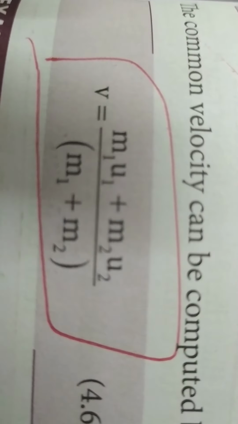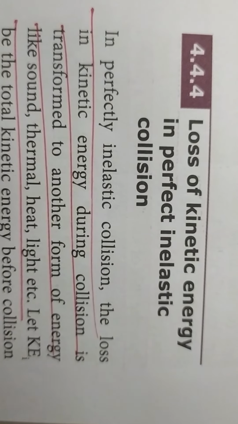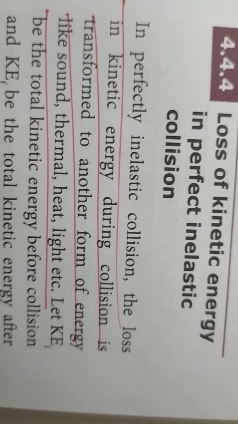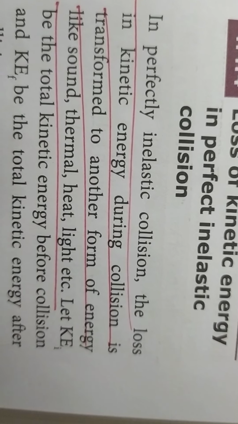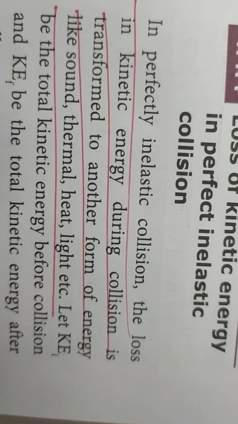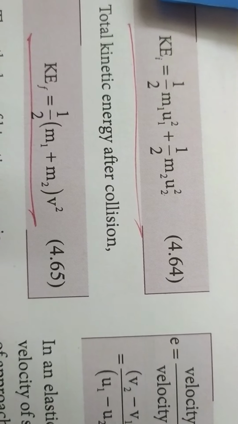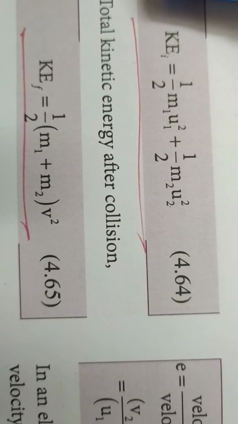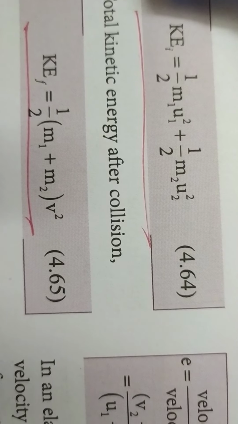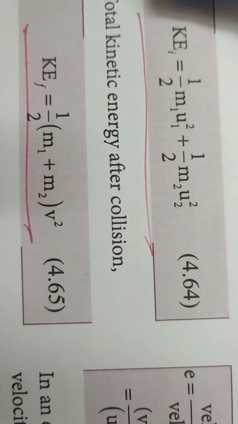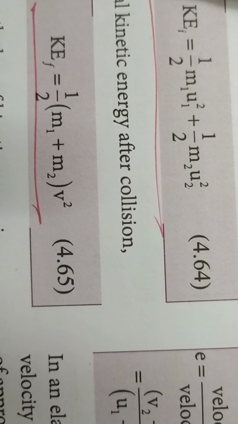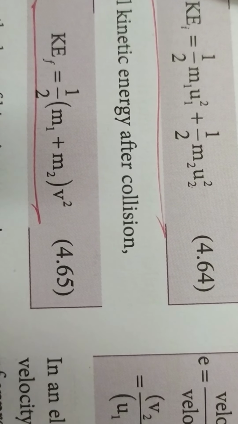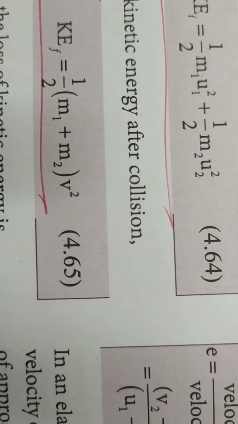stuck to the car. And next we are going to see about loss of kinetic energy in perfectly inelastic collision. So here the loss of kinetic energy is usually transformed into sound, thermal, heat, light, etc. And this we are going to see now. So here we are taking kinetic energy before collision and kinetic energy after collision. KEI is initial kinetic energy, which is given by half m1 u1 square plus half m2 u2 square. That is the first body's kinetic energy plus the second body's kinetic energy.